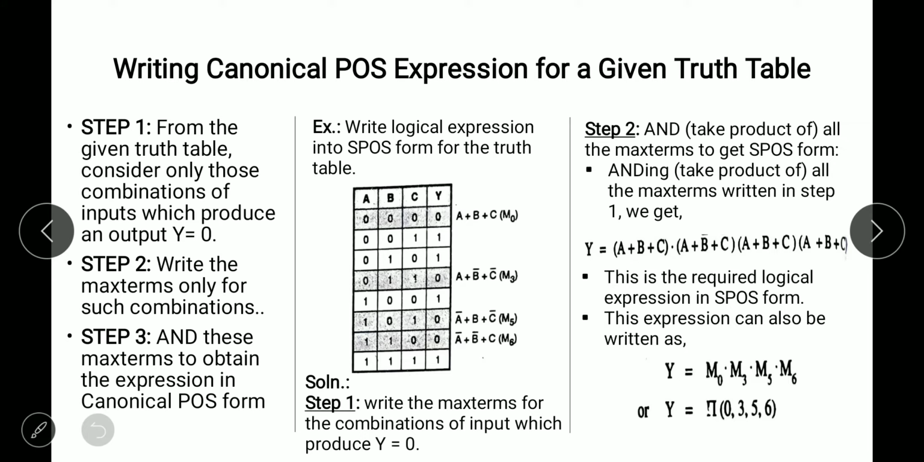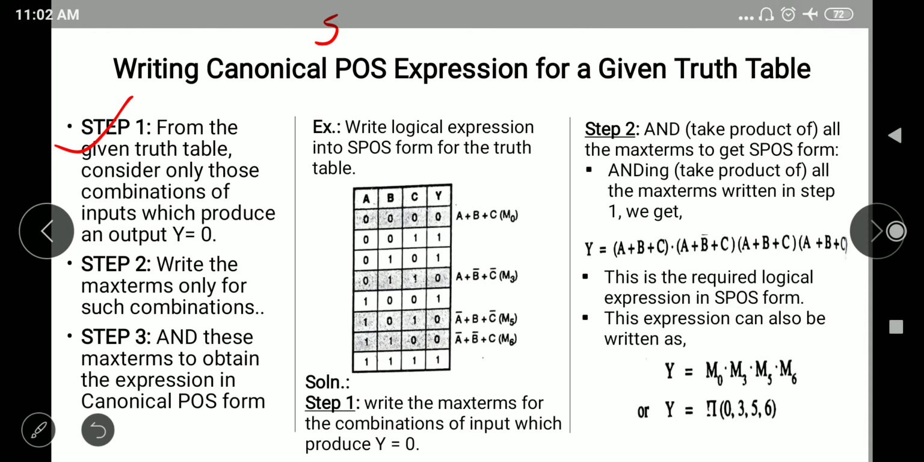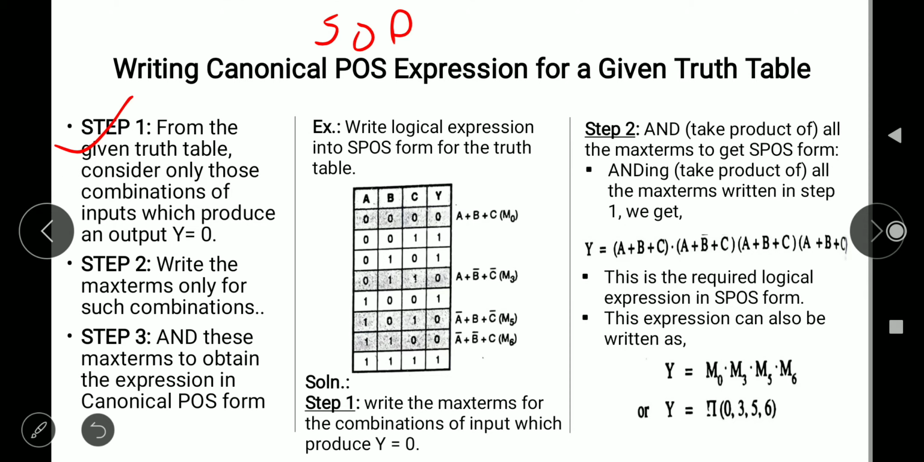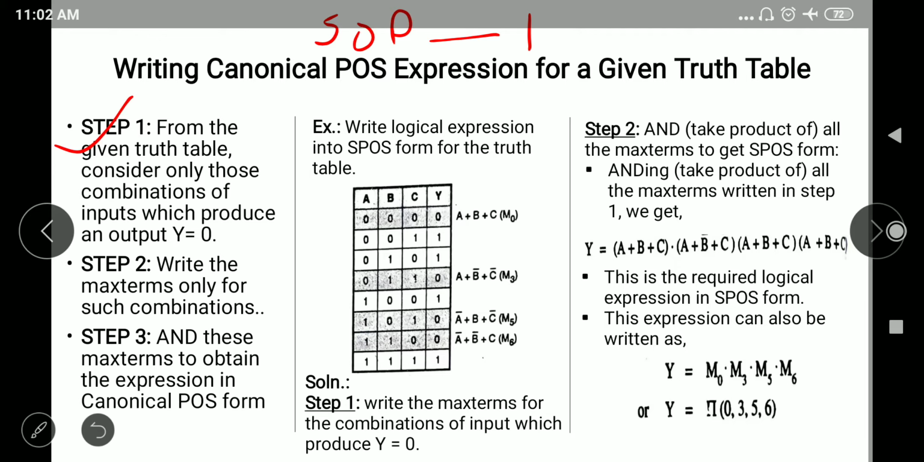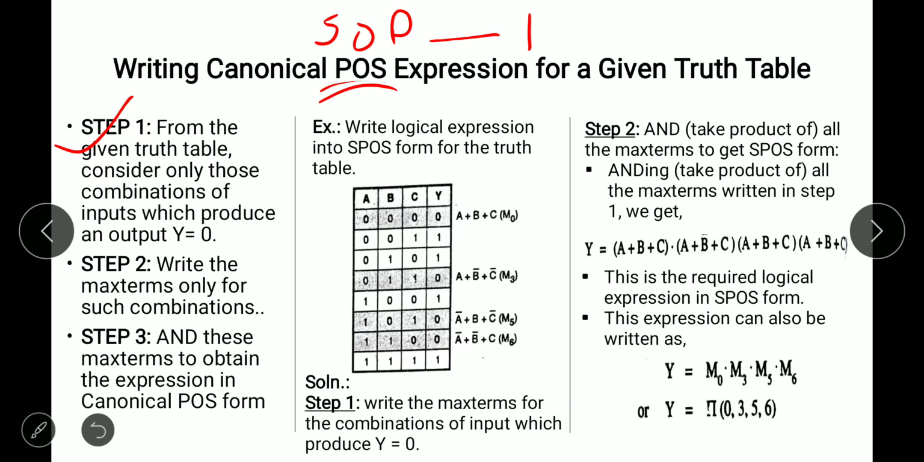So the steps are: first step, from the given truth table, consider only those combinations of the inputs which produce an output y equal to 0. For the SOP form, step 1 is to find those combinations of the inputs which produce the output 1. For the POS form, it is the reverse: find those combinations which produce the output 0. So we look at the truth table, and where y is equal to 0, we take those combinations of inputs.